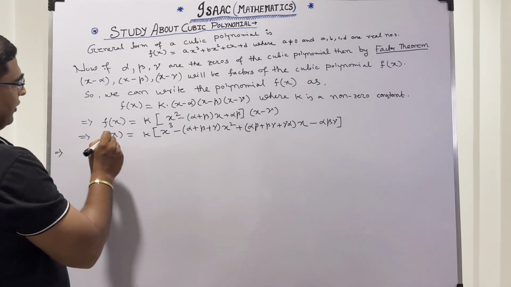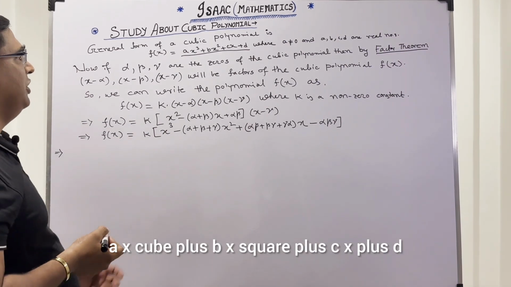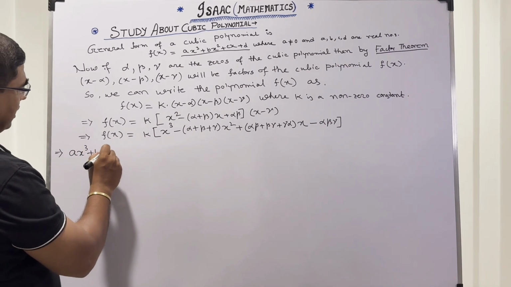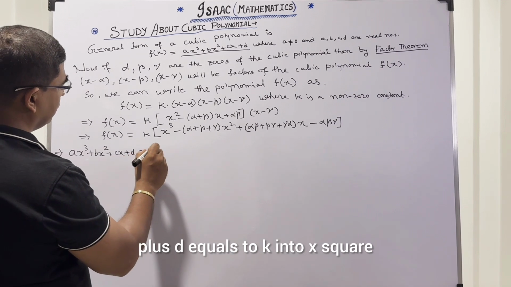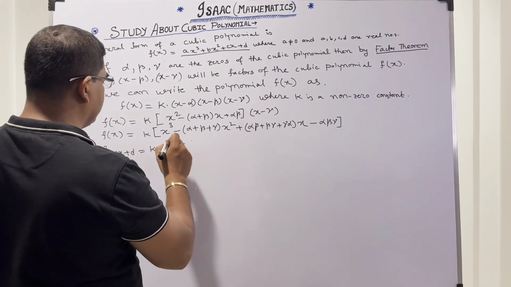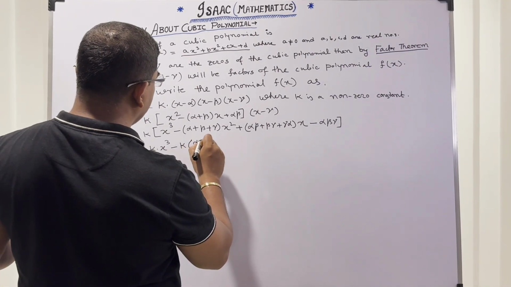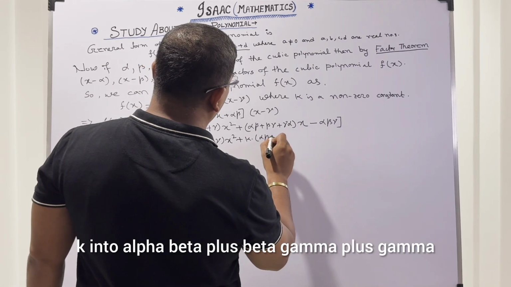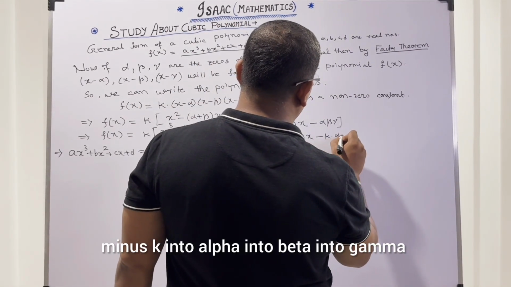Now, if we replace this f of x by this general form ax cube plus bx square plus cx plus d, then this will be equal to this, that is ax cube plus bx square plus cx plus d equals to k into x cube minus k into alpha plus beta plus gamma into x square plus k into alpha beta plus beta gamma plus gamma alpha whole into x minus k into alpha into beta into gamma.